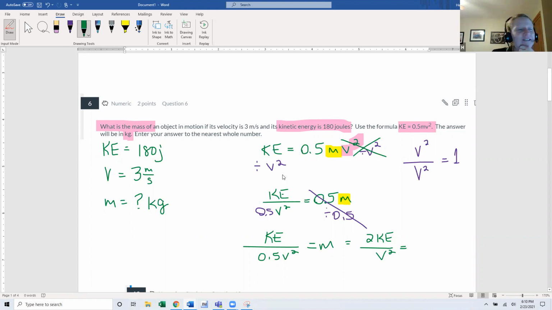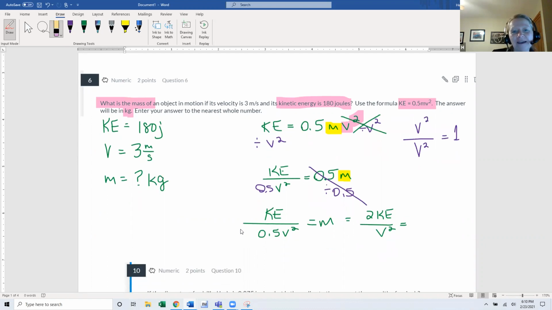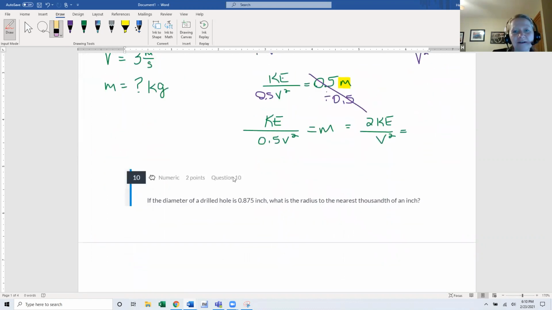All right, let's do it the other way in case that clicks with somebody, and then we'll plug in the numbers. Okay, here, I'm gonna put it down here.